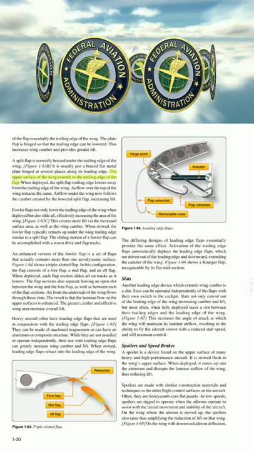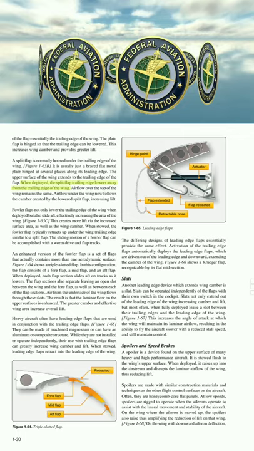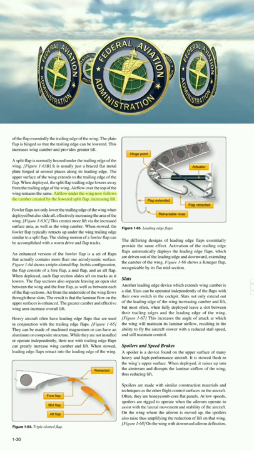The upper surface of the wing extends to the trailing edge of the flap. When deployed, the split flap trailing edge lowers away from the trailing edge of the wing. Airflow over the top of the wing remains the same. Airflow under the wing now follows the camber created by the lowered split flap, increasing lift.